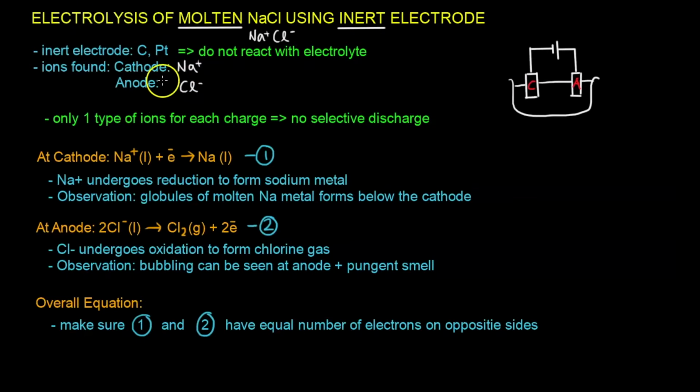Because the anode is a positive electrode, Cl minus, being negatively charged, will be attracted to the anode. And you can see that there is only one type of ion for each charge. That means our positive charge is only Na plus, and our negative charge is only Cl minus. So there's no selective discharge.